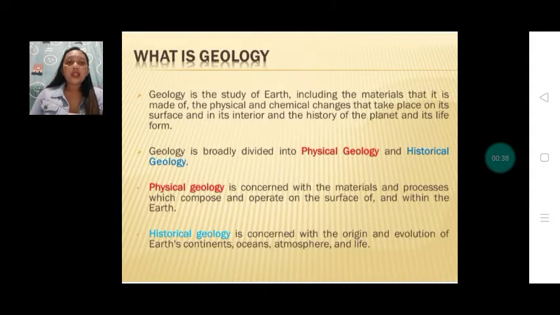So, geology is broadly divided into physical geology and historical geology. Physical geology is concerned with the materials and processes which compose and operate on the surface or within the Earth. And historical geology is concerned with the origin and evolution of Earth's continents, oceans, atmosphere, and life.